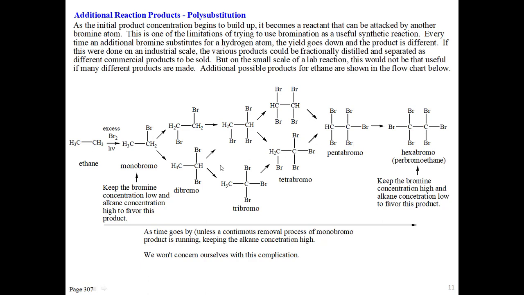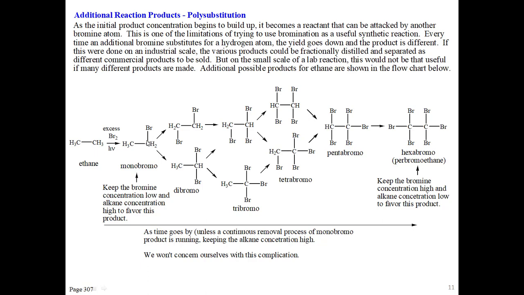Some of these might be desirable in other situations. The only one we're really interested in is the monobromo, and we will also look at the dibromo down here, okay, for making alkynes. But right now, we're just looking at the monobromo one. Now, if you wanted to get the perbromo product, then you just load up with bromine. Okay, so you have a lot of bromine per ethane, and it just keeps reacting and reacting and reacting.